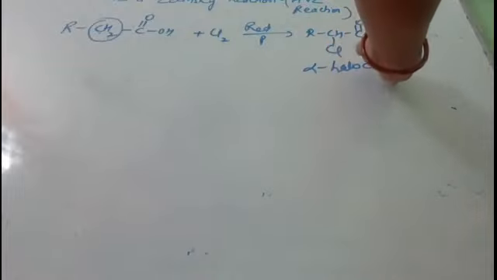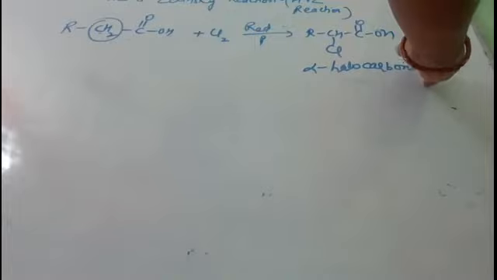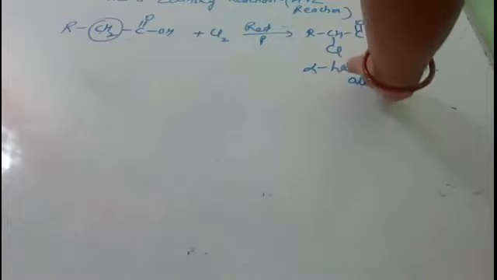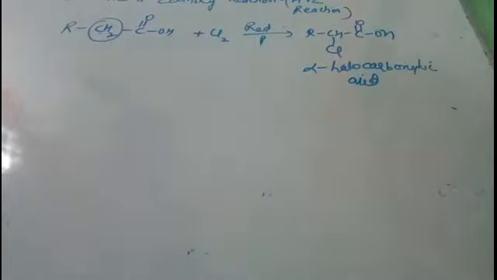Suppose we have carboxylic acid. Now this carbon is alpha carbon, the hydrogen which is attached to this carbon is alpha hydrogen. So it possesses the alpha hydrogen. When it reacts with chlorine or bromine in the presence of red phosphorus, then at alpha position the halogen will be introduced. So alpha halo carboxylic acid is formed.